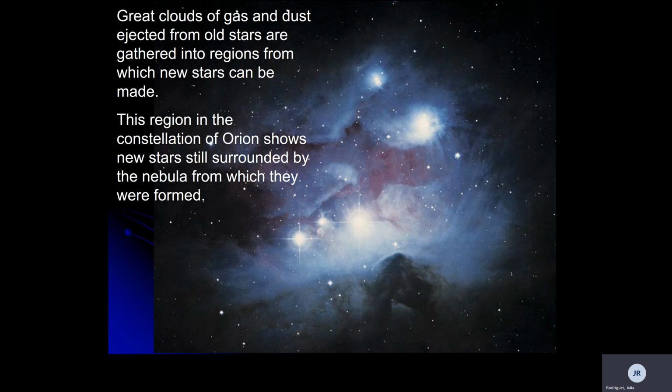So the great clouds of gas and dust ejected from old stars are what are going to be made into new stars. So you can see here, this is going to be Orion. If you've heard of that constellation before, the belt of Orion, you can see those 3 stars here. But those new stars are still surrounded by the nebula by which they were created. So when the old stars die, you can use those gases and information that they had to make those new stars.